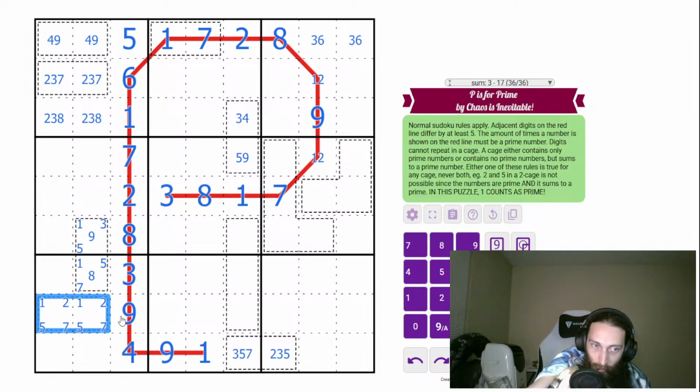So 3 is not an option. 4, 6, 8, 9. Since 9's not an option, you cannot use all evens. So 1, 2, 5, and 7.